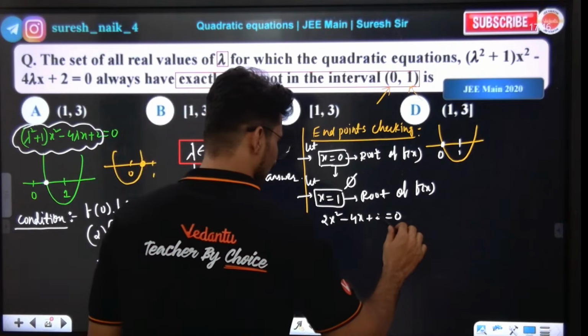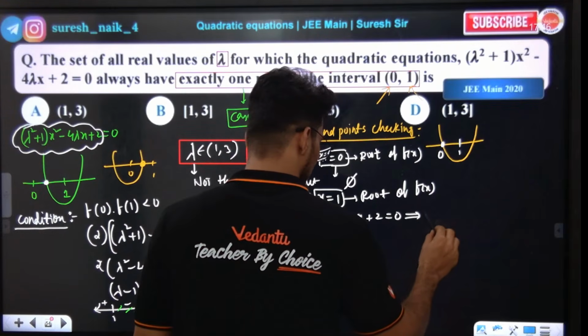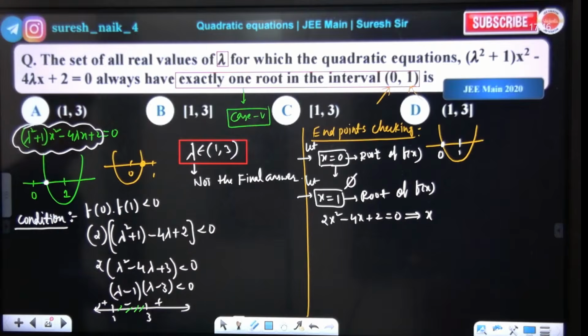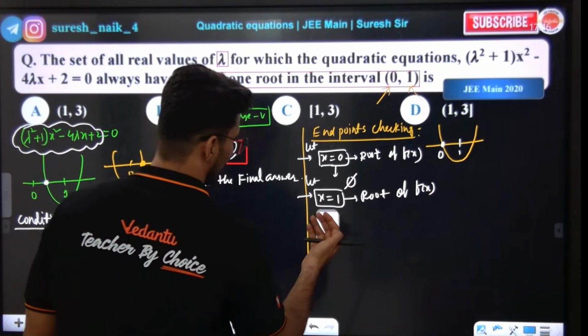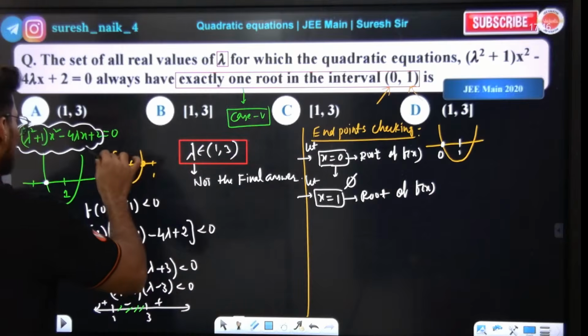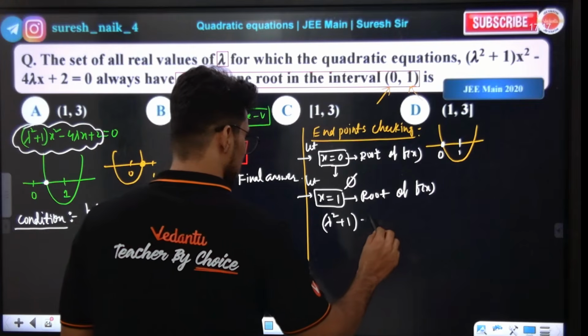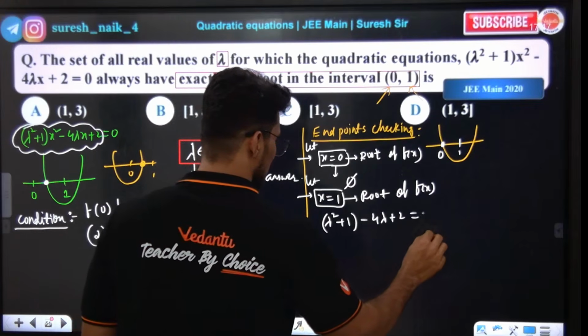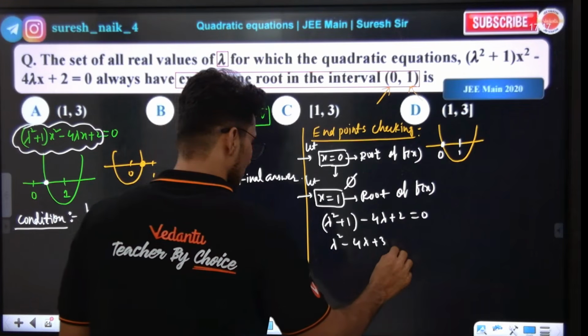Check. Simplify this. Take 2 common. 2x square. Oh, x is equal to 1 means what am I doing? Wait, right. Sorry, lambda. X is equal to 1, I am putting x as lambda. Okay, wait. X is equal to 1: lambda square plus 1 minus 4 lambda plus 2 is equal to 0. Now tell me, lambda square minus 4 lambda plus 3 is equal to 0.